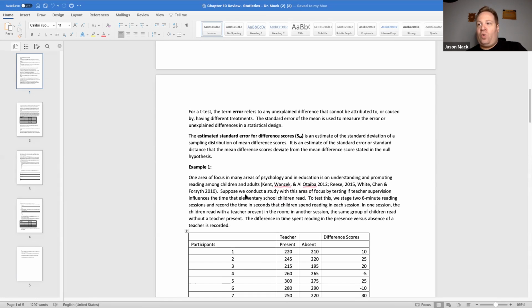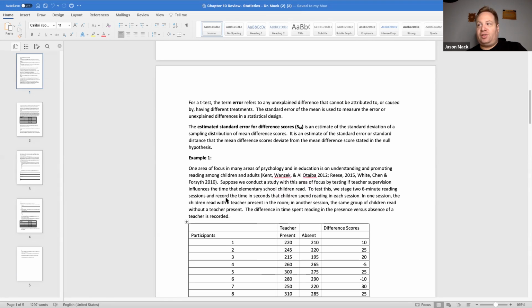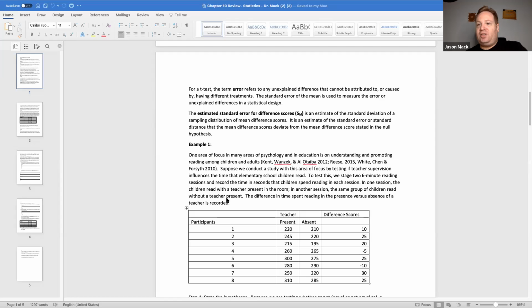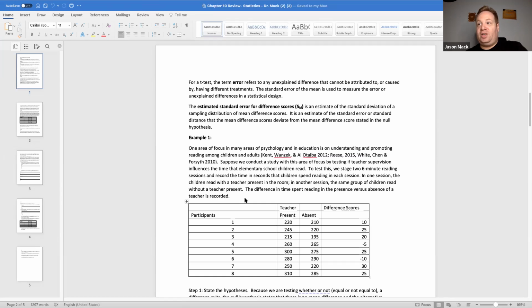Example 1. One area in many areas of psychology and in education is understanding and promoting reading among children and adults. Suppose we conduct a study with this area of focus by testing if teacher supervision influences the time that elementary school children read. To test this, we stage 2 six-minute reading sessions and record the time in seconds that children spend reading in each session. In one session, children read with a teacher present in the room right here. In another session, the same group of children read without a teacher present.